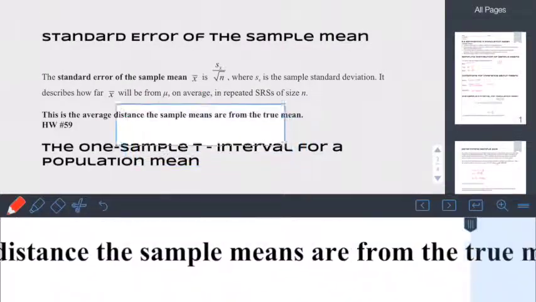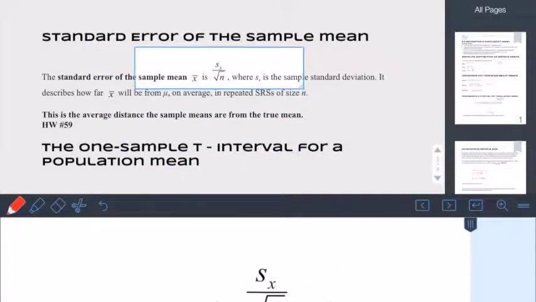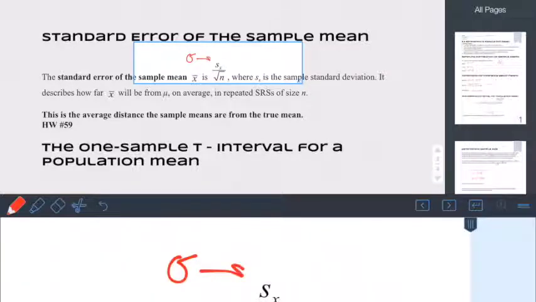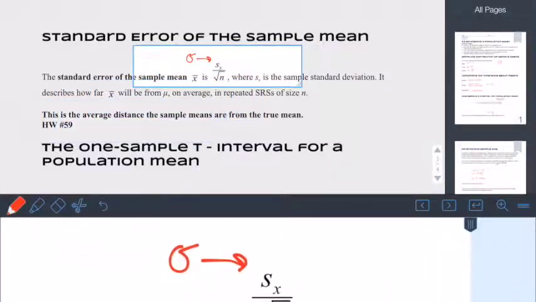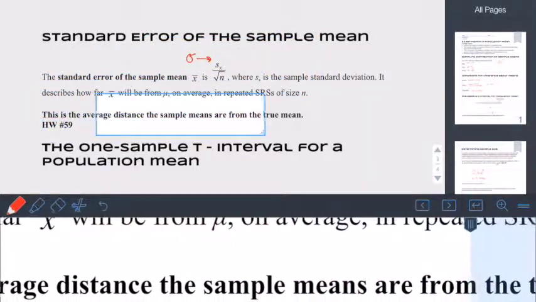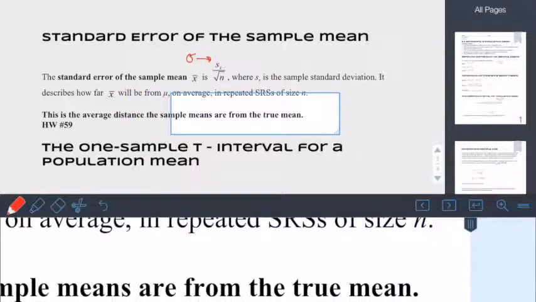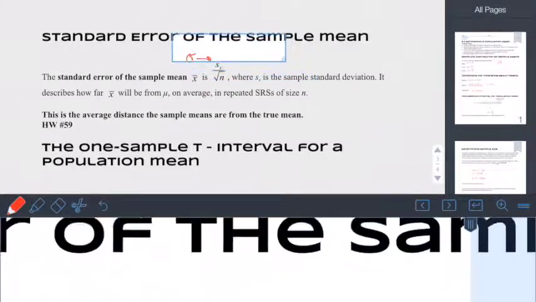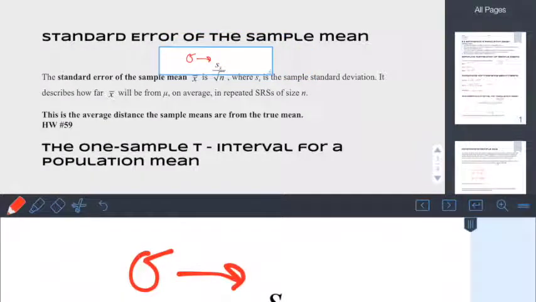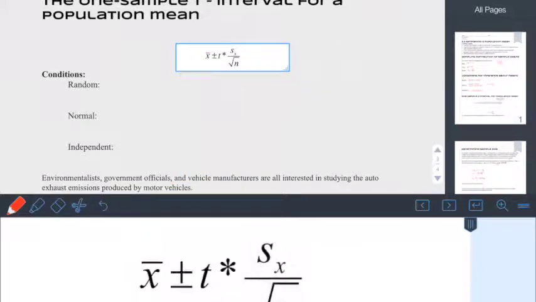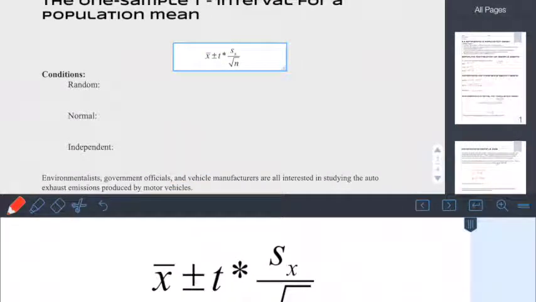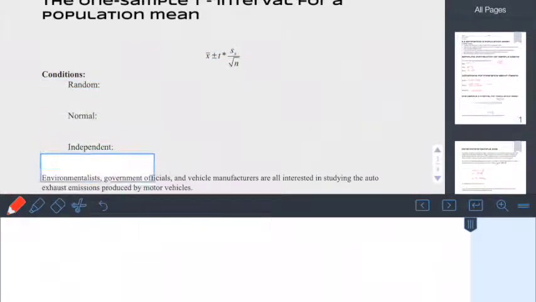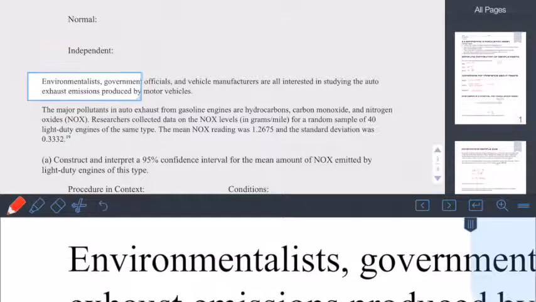Now we have standard error of the sample mean. So we don't know sigma. So our best guess for sigma is the standard deviation from the sample. So this is not a bad guess, and this is the average distance the sample means are from the true mean, right? So it's just the standard deviation, but it's the standard deviation of the sample, not the population, because we rarely know that. So putting it all together, we have x bar plus or minus t star times s of x over square root of n. We still have our conditions, and let's do an example.